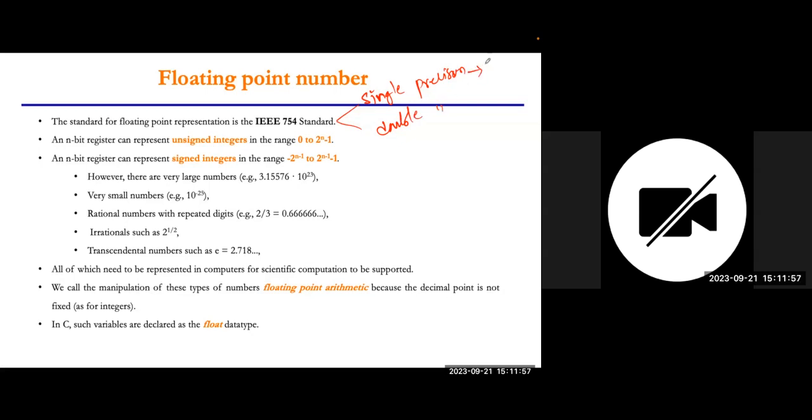Single precision means representing any floating point number with 32 bits. In double precision, any floating point number is encoded in 64 bits. That's the difference, but we are going to discuss mostly the 32-bit single precision representation. An n-bit register can represent unsigned integers in the range from 0 to 2 to the power of n minus 1. An n-bit register can also represent signed integers, covering negative as well as positive values, from minus 2 to the power of n minus 1 to 2 to the power of n minus 1.